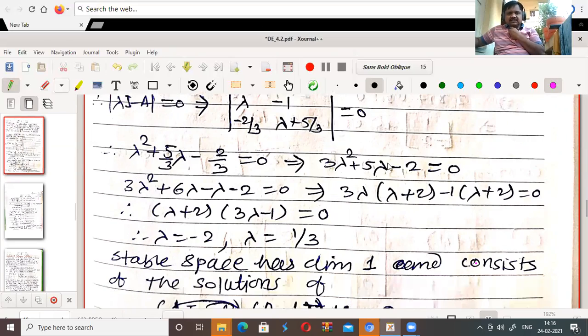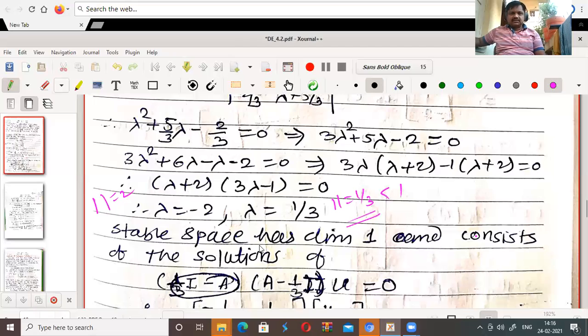If we write this, 2 threes are 6, factor 6 in such a way that the subtraction is 5. So we get lambda plus 2 into 3 lambda minus 1 equal to 0. So lambda equal to minus 2 and lambda equal to 1 upon 3. Now for this lambda, its modulus is 2, and for this lambda, its modulus is 1 by 3, strictly less than 1. Therefore, we can obtain the subspace with respect to modulus less than 1. So we want to obtain the eigenvector corresponding to this only, to find the stable subspace.